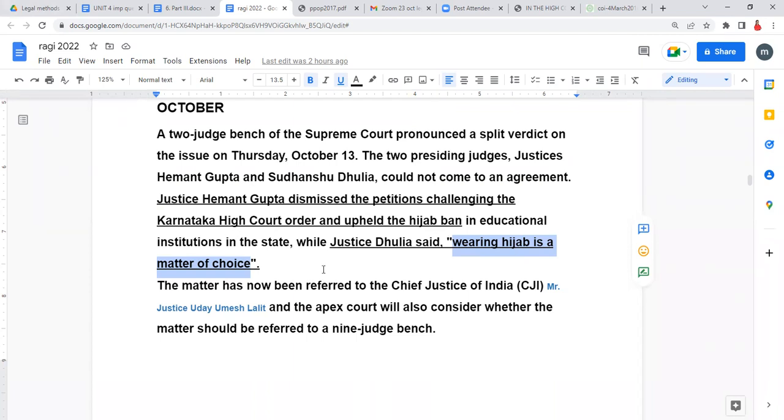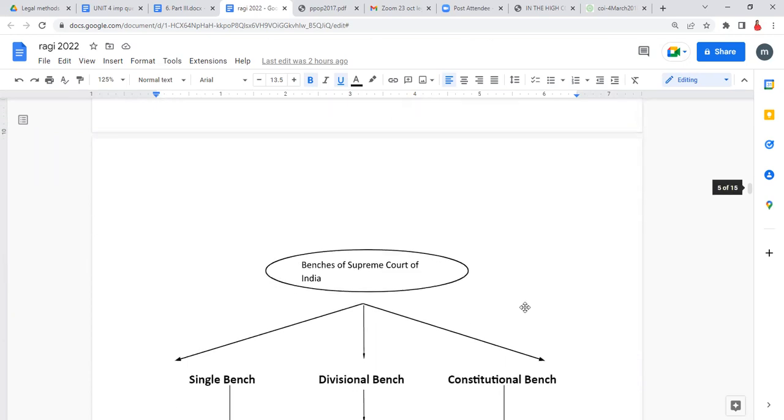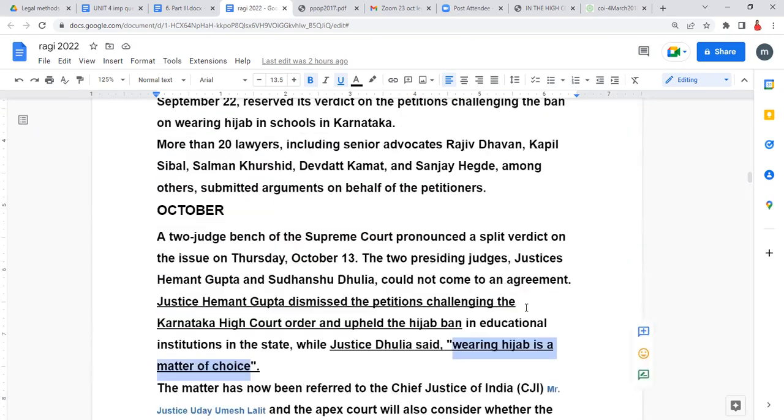So basically, they could not come to a conclusion. Both of them had two different opinions or views. There was a split verdict, basically. So now this matter will be referred to maybe a 5-judge or 9-judge constitutional bench, and after that we need to wait and see what the decision will be.